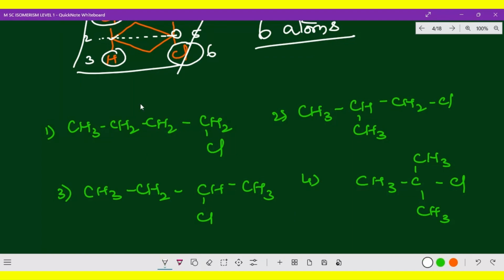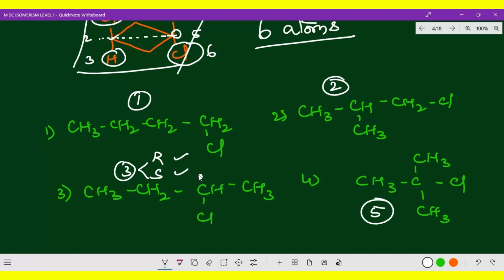This is one isomer, this is the second isomer, and this is the third isomer. For the third isomer there will be two. Why? This is a chiral molecule, because 4 different groups are attached to this carbon. So this is a chiral compound, so RS configuration will be available, and this is the fourth isomer. That means this is 3, 4, 5. So how many isomers are possible? 5 isomers are possible. Why is this 2?